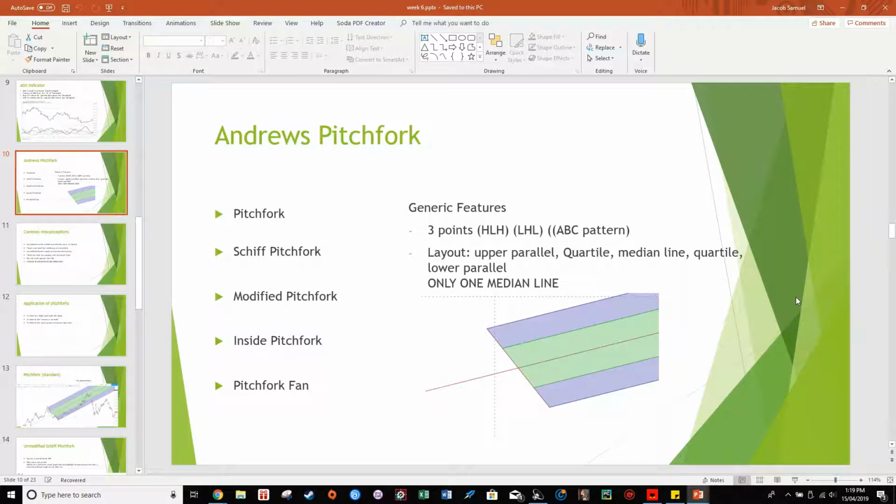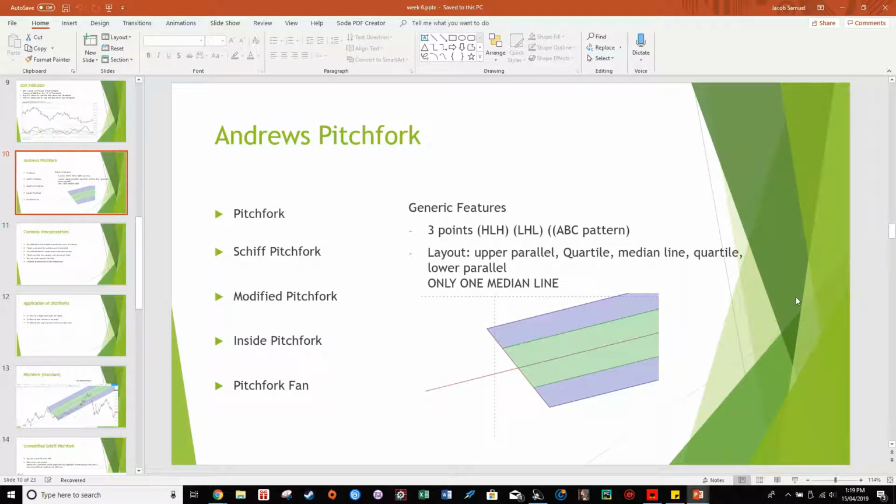You have an upper parallel, pretty straightforward, a lower parallel, and you have two quartiles. Some people like to call this the upper median and the lower median. A median means middle, so having an upper middle and a lower middle is kind of borderline.